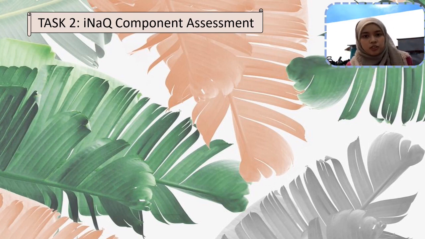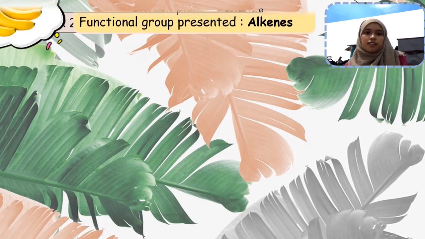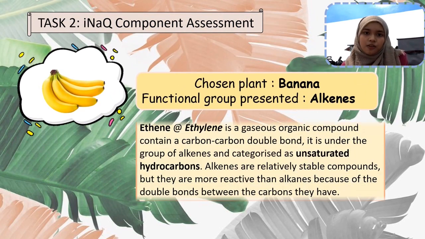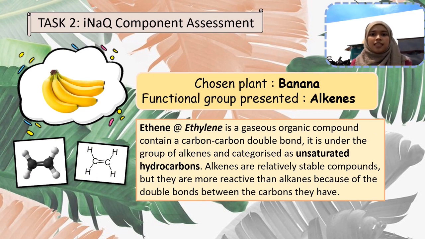Our group has chosen the plant banana as the representative of the group alkenes. Ethene, or known as ethylene, is a gaseous organic compound containing a carbon-carbon double bond. It is under the group of alkenes and categorized as unsaturated hydrocarbons. Alkenes are relatively stable compounds, but they are more reactive than alkanes because of the double bonds they have between them.